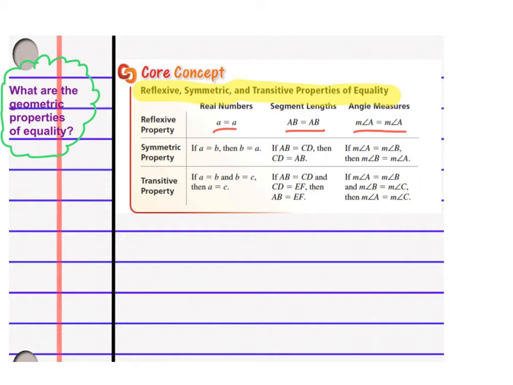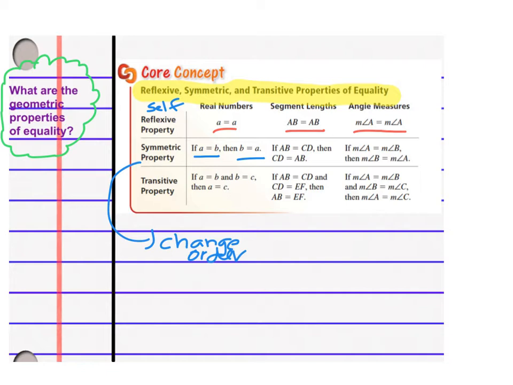Okay, symmetric. Symmetric is kind of like the commutative property, you're changing the order. So reflexive is kind of the self. Symmetric, you change the order. So if A equals B, then B equals A.